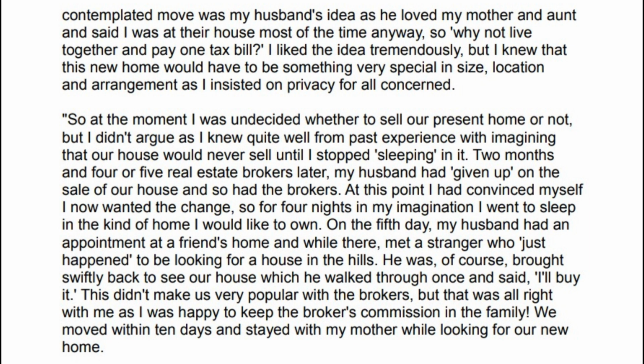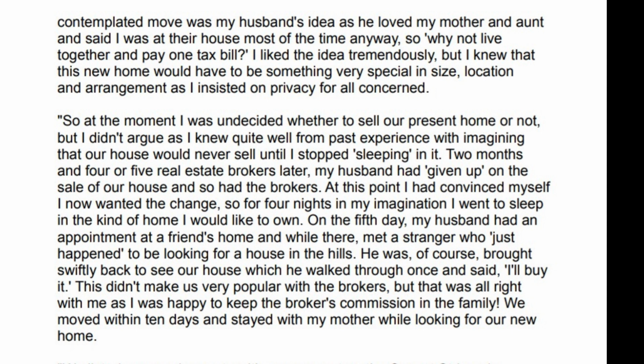Believe it or not, the contemplated move was my husband's idea, as he loved my mother and aunt and said I was at their house most of the time anyway. So why not live together and pay one tax bill? I liked the idea tremendously, but I knew that this new home would have to be something very special in size, location, and arrangement, as I insisted on privacy for all concerned.